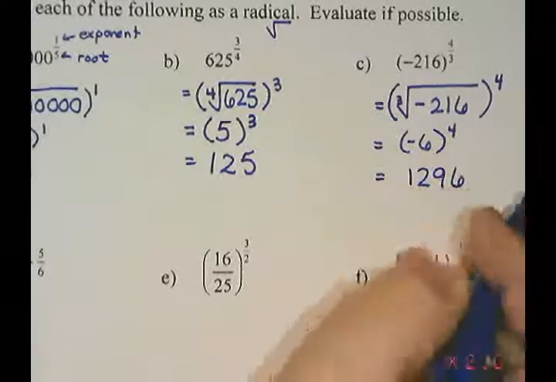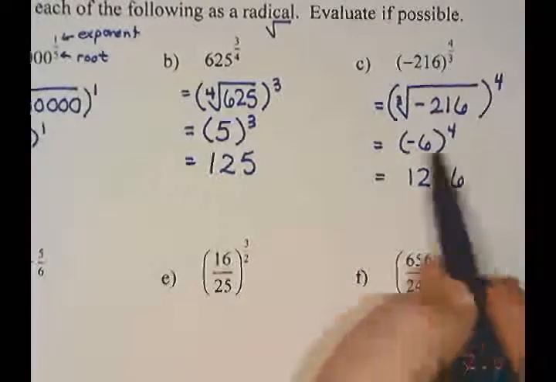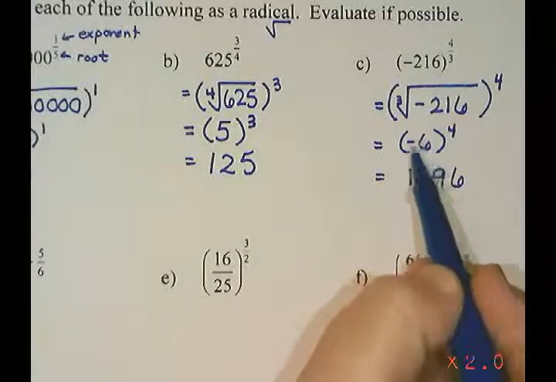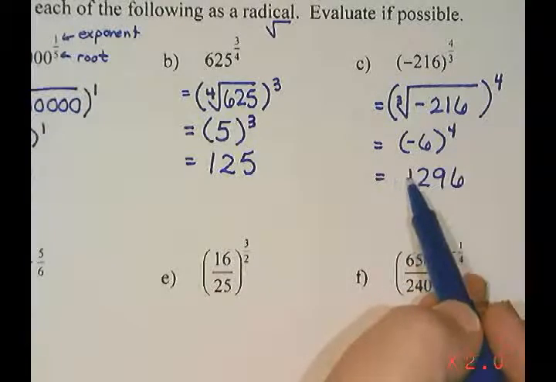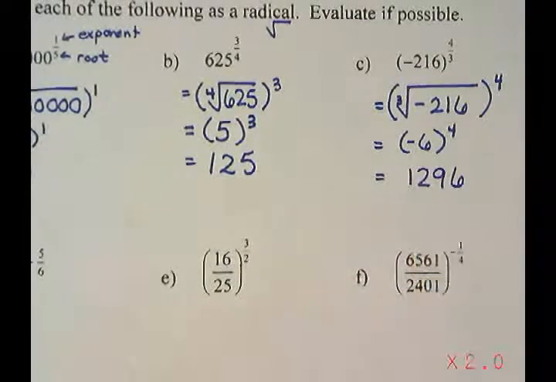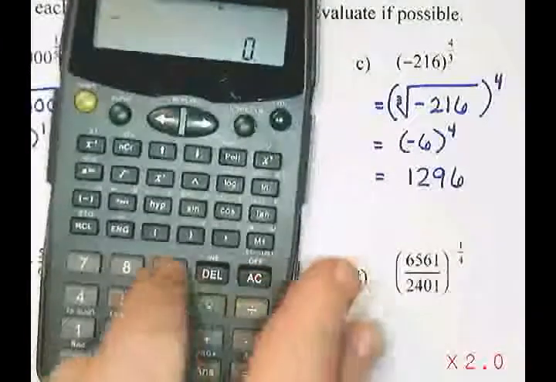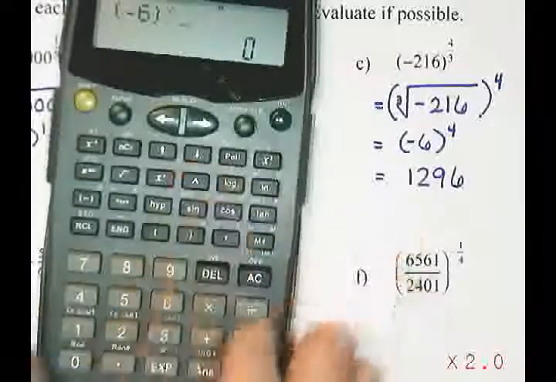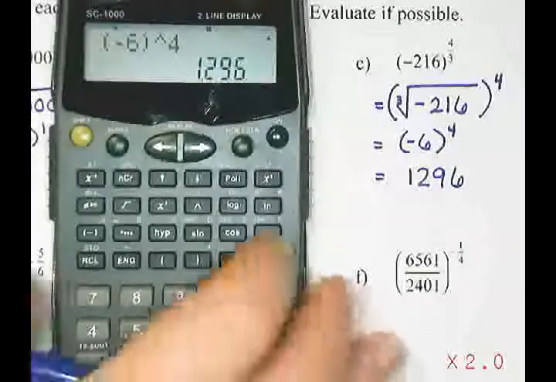If the exponent is an even number like 2, 4, 6, 8, 10, then my final answer should be positive because all the negatives are evenly paired off. If this was an odd number, I would end up with a negative in front of this number. Okay, and if we want, we can actually check. If I do bracket -6, close bracket, to the power of 4, you'll notice that I do get positive 1,296.